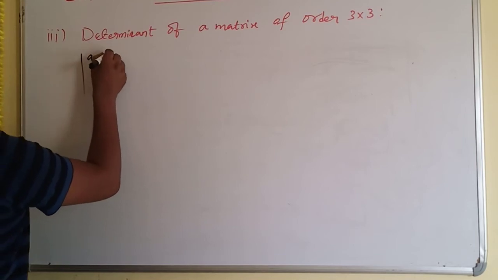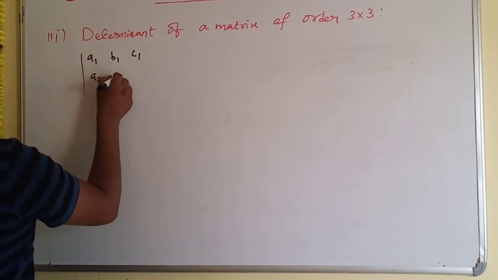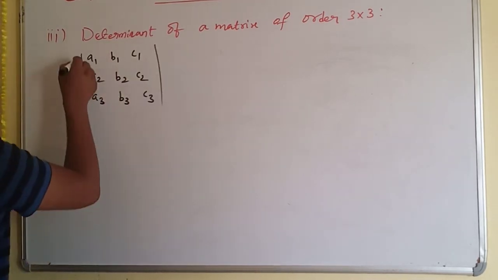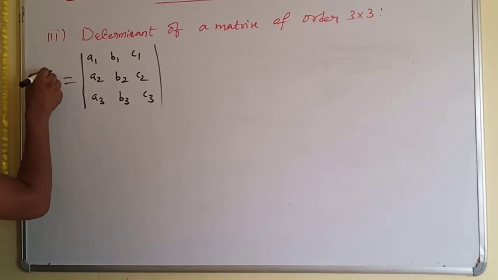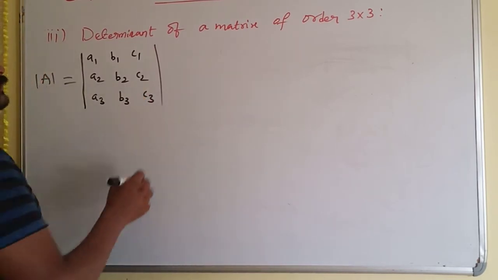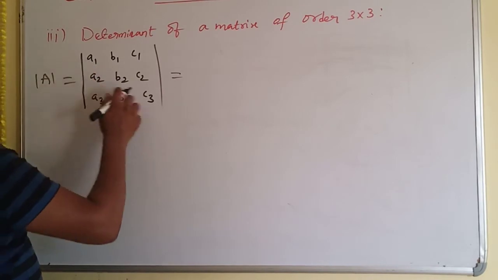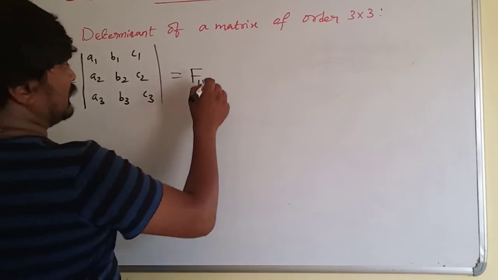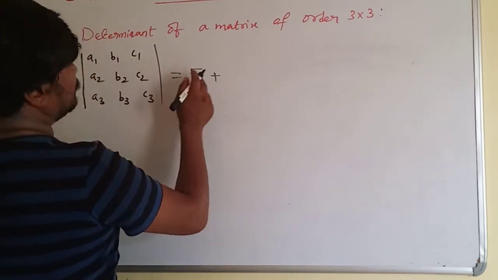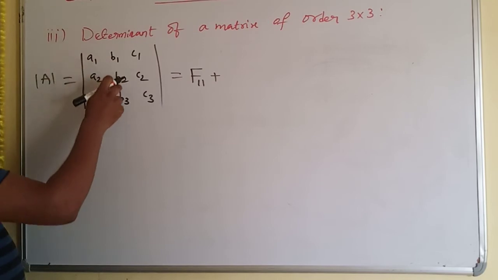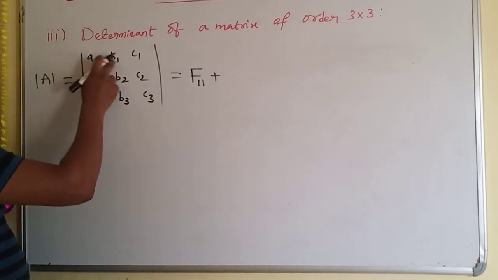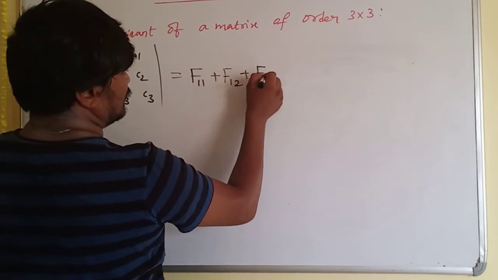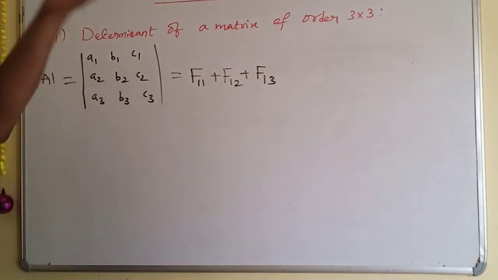So first A1, B1, C1, A2, B2, C2, A3, B3, C3. Right, this is your determinant A. So now what I need to do here is, whichever is the first one there, we can write it as F11 plus, next one it is 12, because first one means first row, first row, second column. So that F12 plus F13. Now this is how you can write.